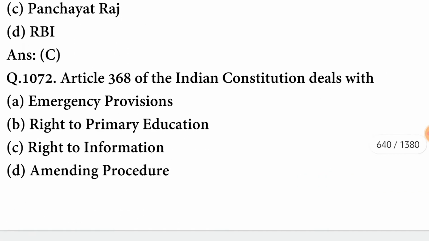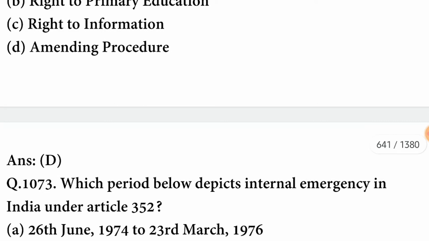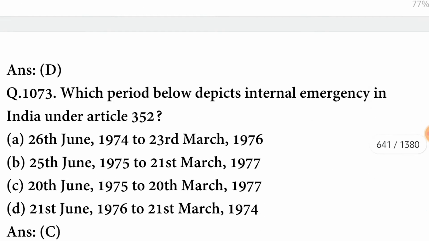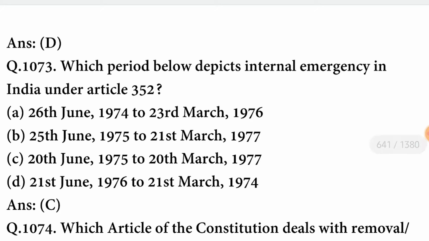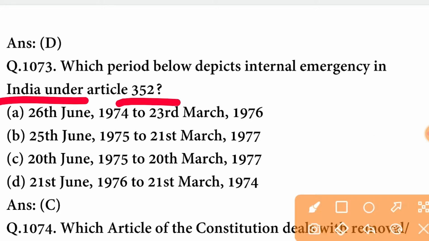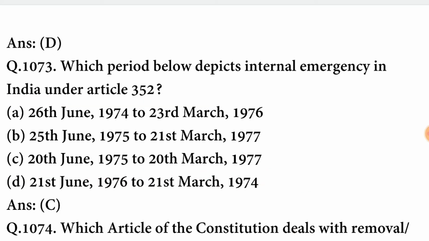C option is correct. Article 368 of Indian Constitution deals with amending procedure. C option is correct. D option is correct. Which period below depicts internal emergency in India under Article 352? The period was 20th of June 1975 to 20th March 1977. C option is correct here.